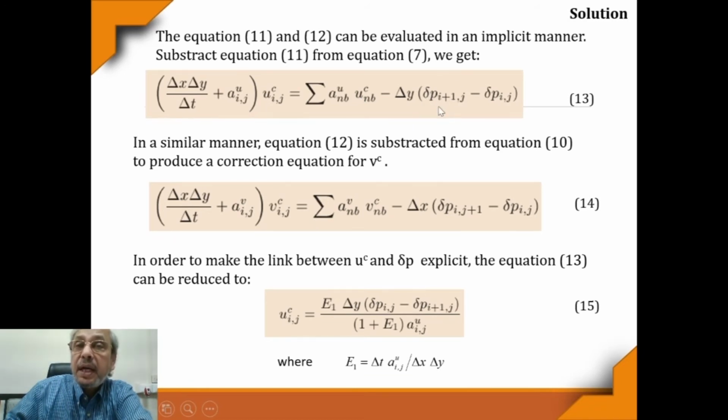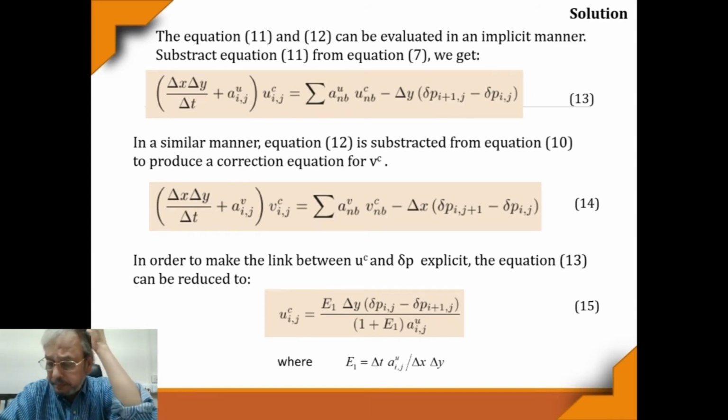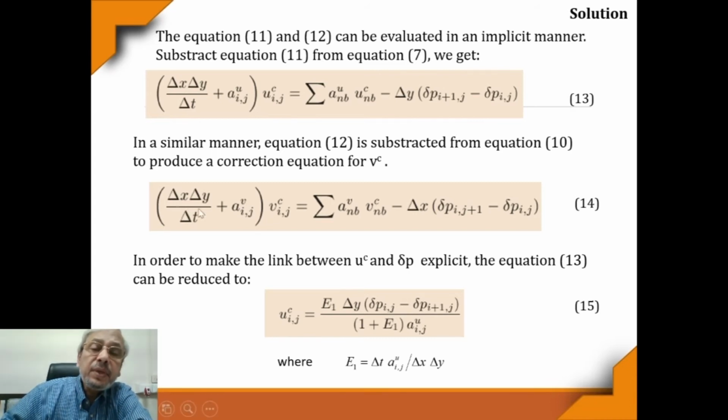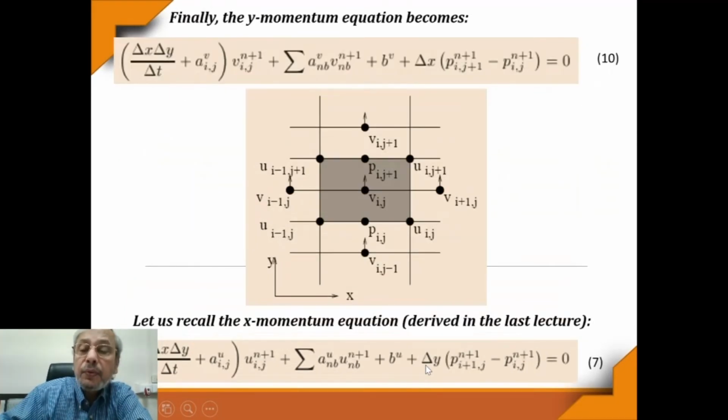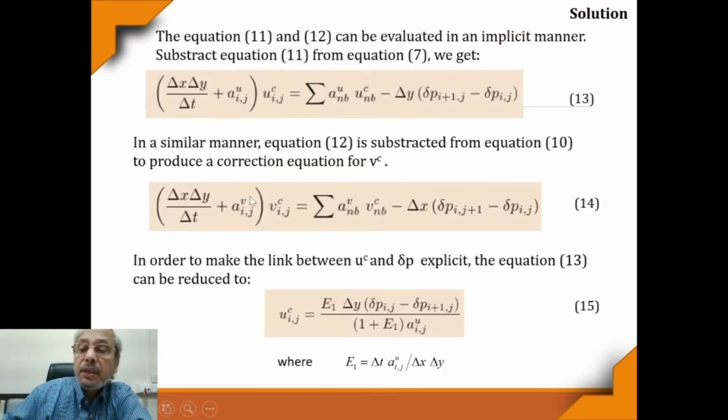And at every point, P at the level n+1 and P at the level n, the differences are basically delta P, because P at the nth level, if delta P is added, will be P at the level n+1. The same philosophy applies for the Y momentum equation, and this we get if we subtract equation 12 from equation 10. We will get equation 14.